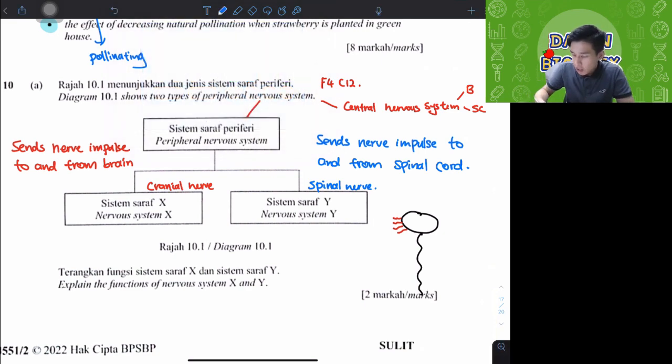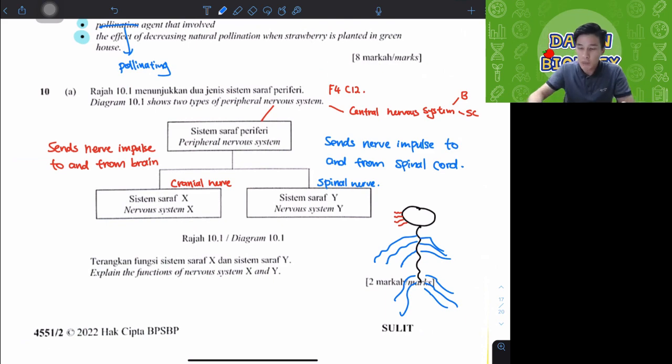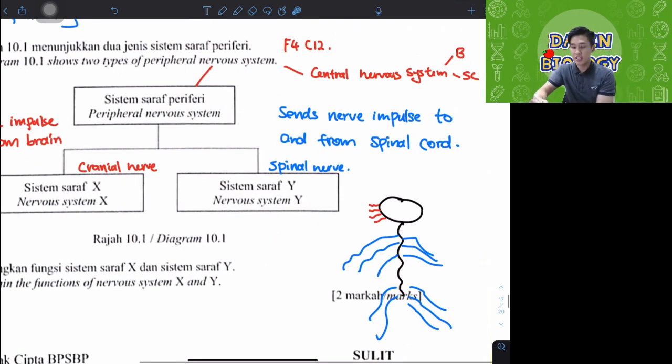Spinal nerves are connected to your arms, your body, your legs. So all these blue color ones are spinal nerves. So they want the function. So spinal nerve basically sends nerve impulses to and from the spinal cord, as written here. So for example, if somebody hits you, the signal needs to travel to here. So the spinal nerve will help you transfer the signal to the spinal cord, then to the brain.